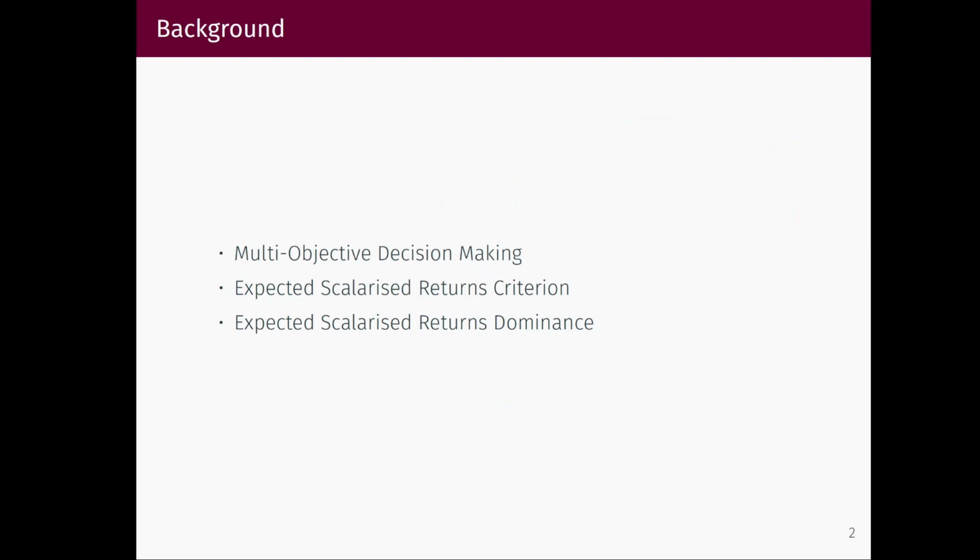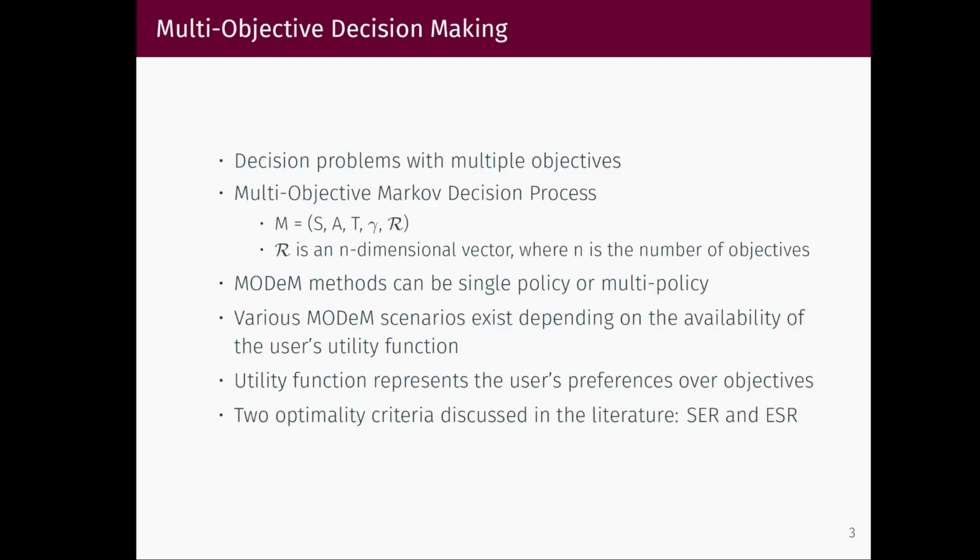Just to give some background, we'll discuss multi-objective decision-making, the ESR criterion, and ESR dominance, which can then be used to compute the ESR set. Multi-objective decision-making problems consider problems with multiple objectives. We consider a multi-objective Markov decision process with a state and action space, transition function, and reward function, where the reward function is an n-dimensional vector with n equal to the number of objectives.